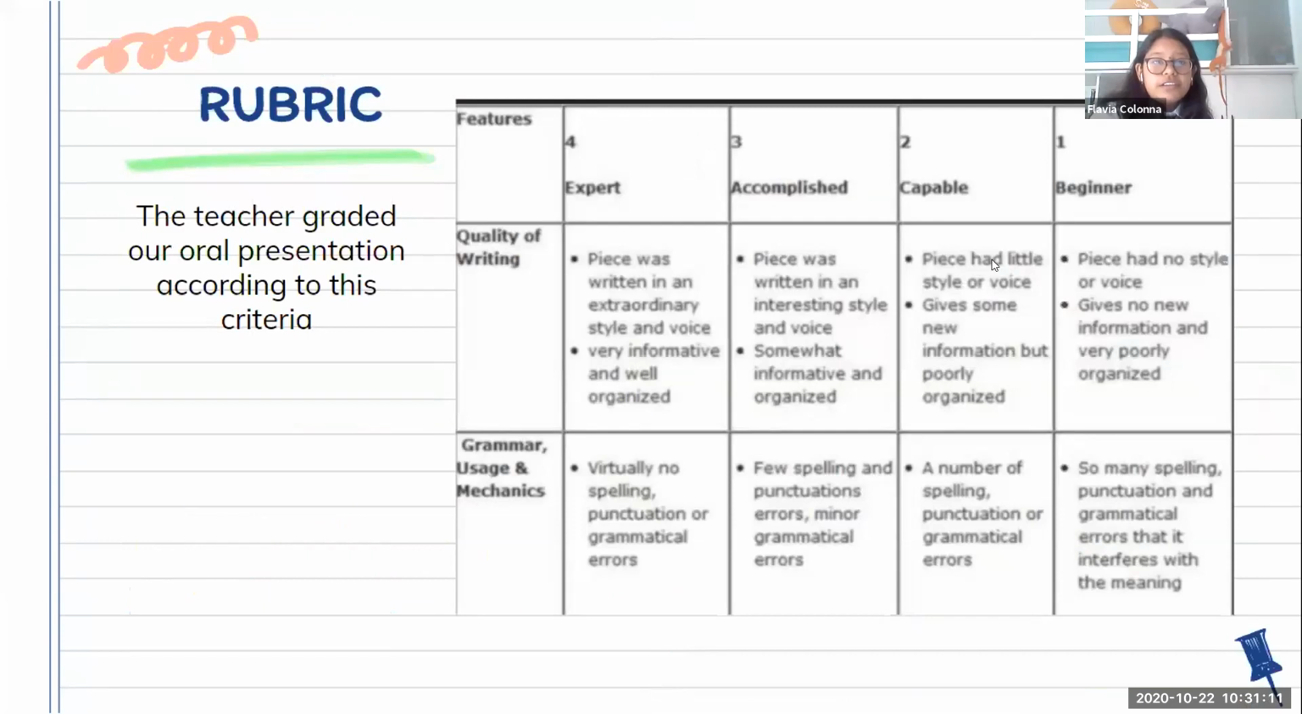Finally, we presented our leaflet in front of the class. This is the rubric the teacher used to grade us. Because of all the large process we went through using the inquiry cycle, we were all able to aim for the highest mark.